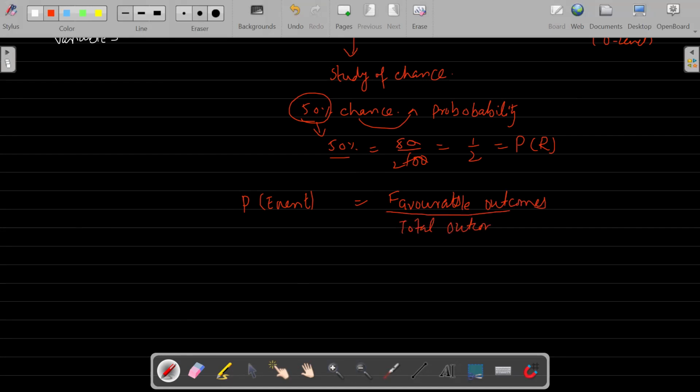Let's talk about their units now. What is the unit of probability? Probability is a unitless quantity, it has no unit, because it's a ratio of two same quantities.